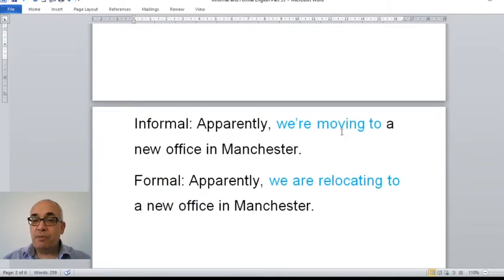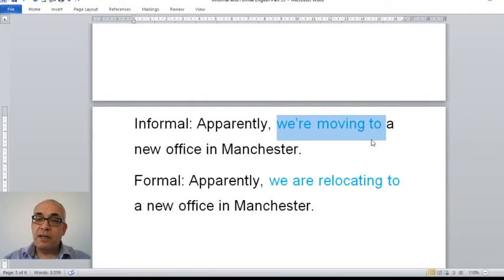Apparently, we are moving to a new office in Manchester. Of course, apparently is formal, but we are moving to is informal. So when you write or speak, everything must be formal. So I don't change apparently, I leave it as it is. And we're, I change it into we are. Moving to, I change it into relocating to.